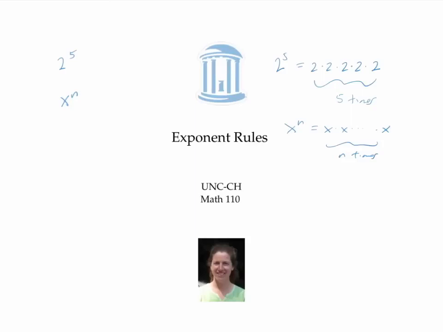When we write these expressions, the number on the bottom that's being multiplied by itself is called the base. And the number at the top, telling us how many times we're multiplying the base by itself, is called the exponent. Sometimes the exponent is also called the power.